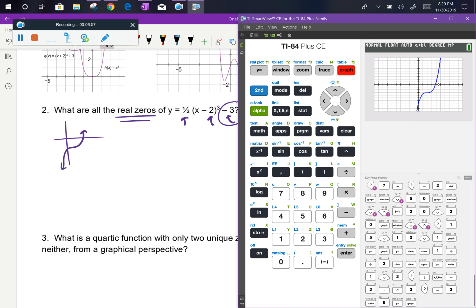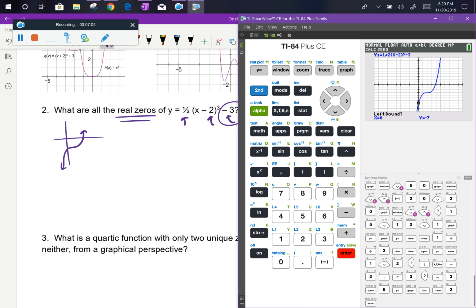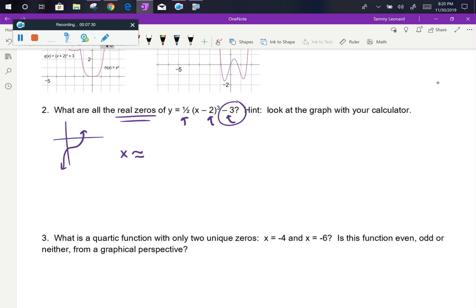Now, although that looks very close to 4, it looks like it's a little bit before 4. If we do second calc and 0, it's going to ask us for a left bound. That is to the left, so that's okay. And then we've got to arrow quite a ways over to get to the right of that intersection. But there we are to the right. We'll hit enter an extra time for the guess because we don't really care about the guess. And we can see that that x-intercept is happening at approximately 3.82. So we would say that the only real zero is that x is approximately 3.82.